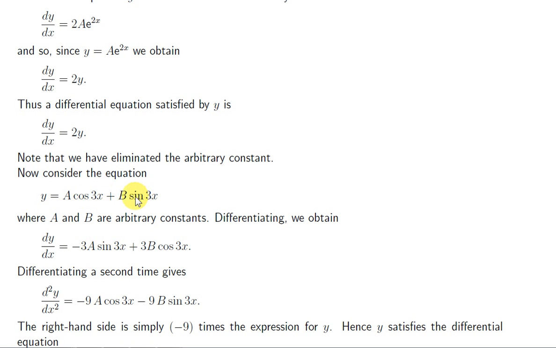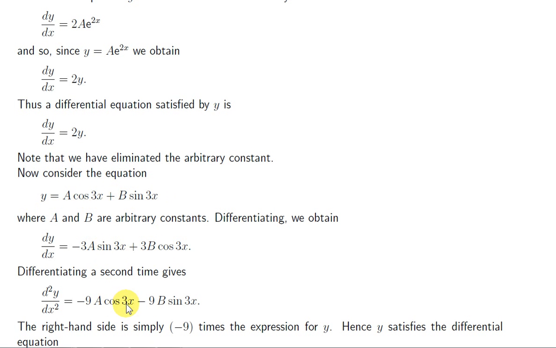Over here, we see we have a sine function. The derivative of the sine function is the cos function. But then we must multiply by the derivative of 3x, which is 3. The constant b just sits in front. That's just multiplied in front. Let's differentiate this a second time.